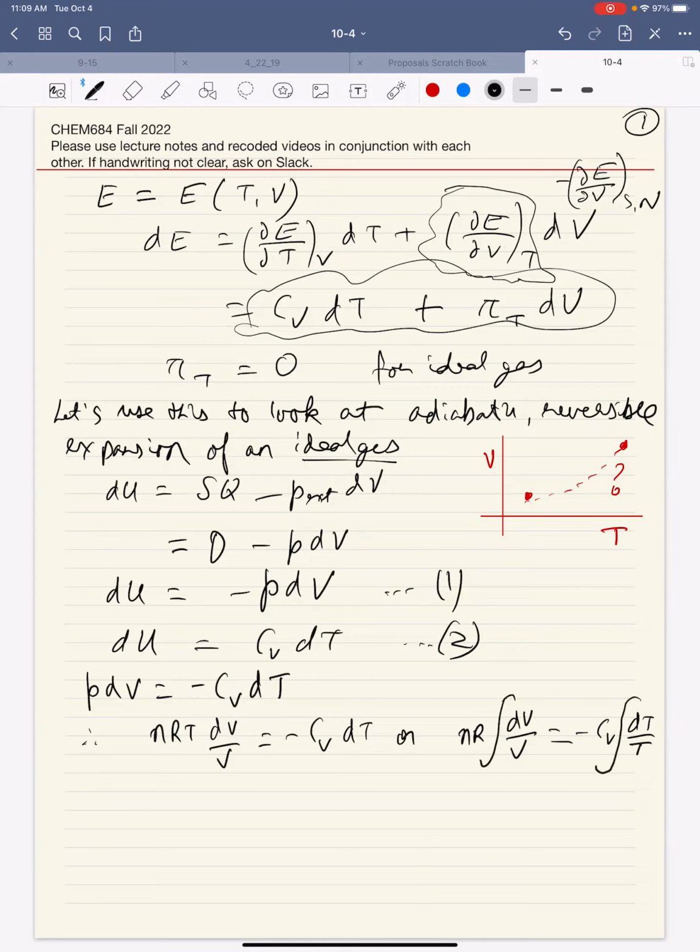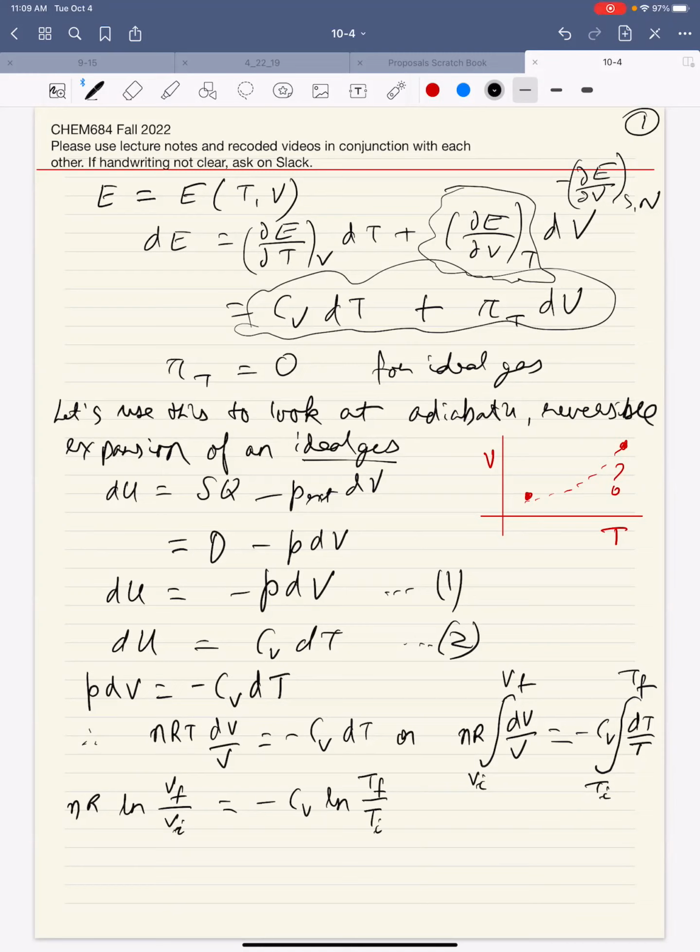So we do this integral. We are going from VI to VF, and here we are going from TI to TF, right? So what does this give us? This gives us nR ln VF by VI is equal to minus CV ln TF by TI, right?